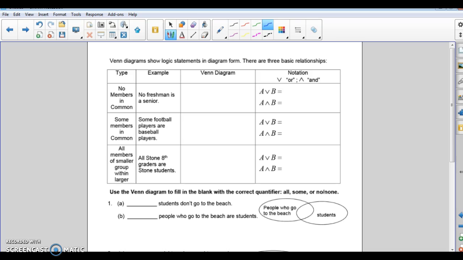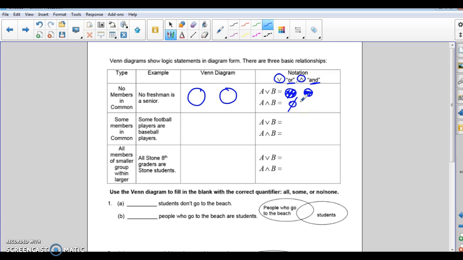Okay, page 3. As I mentioned before, a Venn diagram can be in different shapes. The first type is no members in common. For example, no freshman is a senior. That means freshman and senior do not have an intersection at all, and there are two separate sets. If you look at these symbols, we'll be using them a lot. This V shape is going to be or. If it's an upside down V, then it's going to be and. What they're trying to find is A or B, which means everything. But A and B, do they have any intersection? They have nothing in common, so A and B doesn't exist for this one.